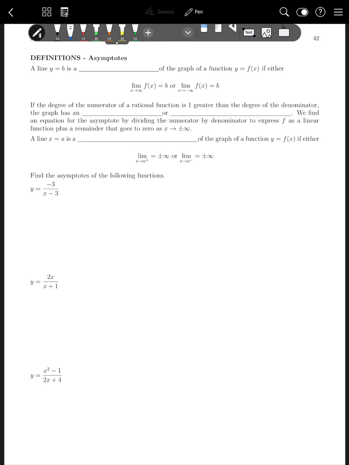A line y equals b is a horizontal asymptote, and that's not a typo. There really is a p in this word, asymptote, of the graph of a function y equals f of x if either the limit of f of x as x goes to infinity equals b, or the limit as x goes to negative infinity of f of x equals b. If the degree of the numerator of a rational function is 1 greater than the degree of the denominator, the graph has an oblique or slant asymptote.